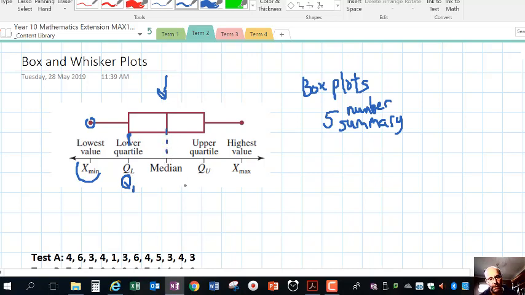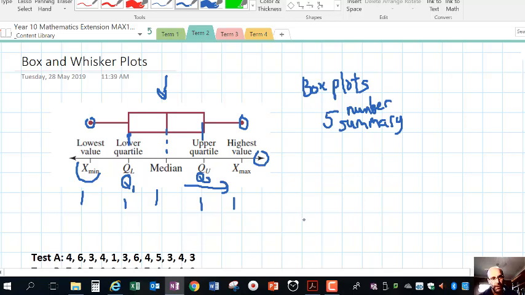Of course, this is a scale. That arrow indicates this is a scale. The upper quartile, or Q3, is in line with that line, and the highest value, x max, is in line with that. It's basically how it works. So we've got 1, 2, 3, 4, 5. They're the 5 numbers in the 5-number summary.